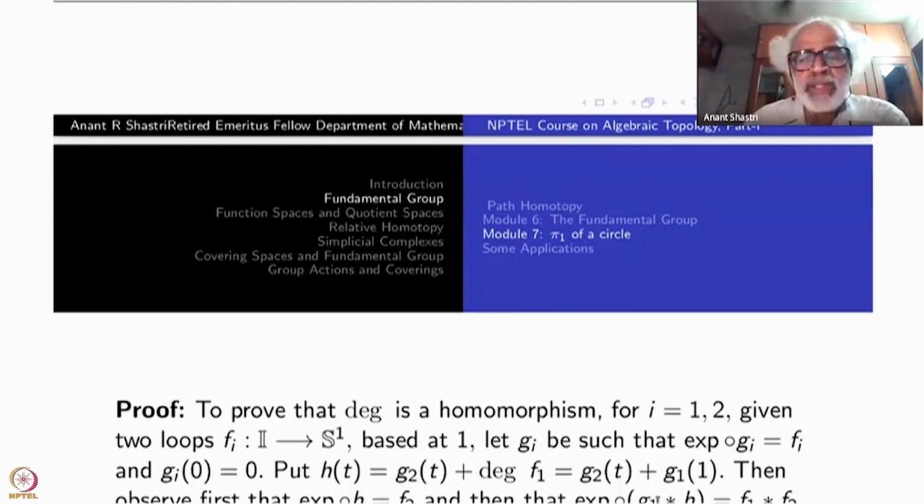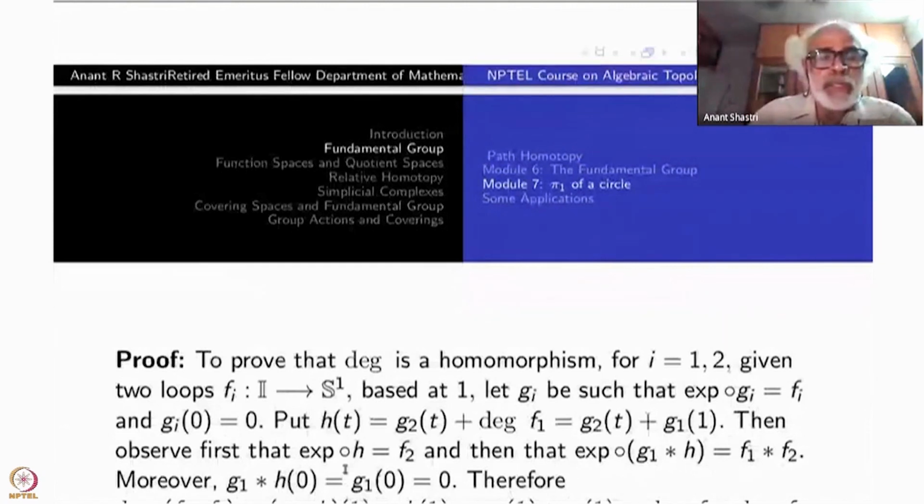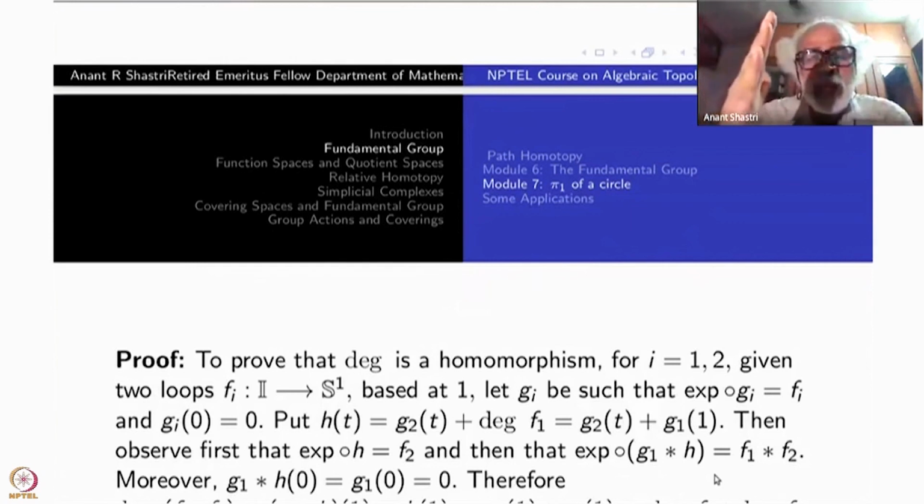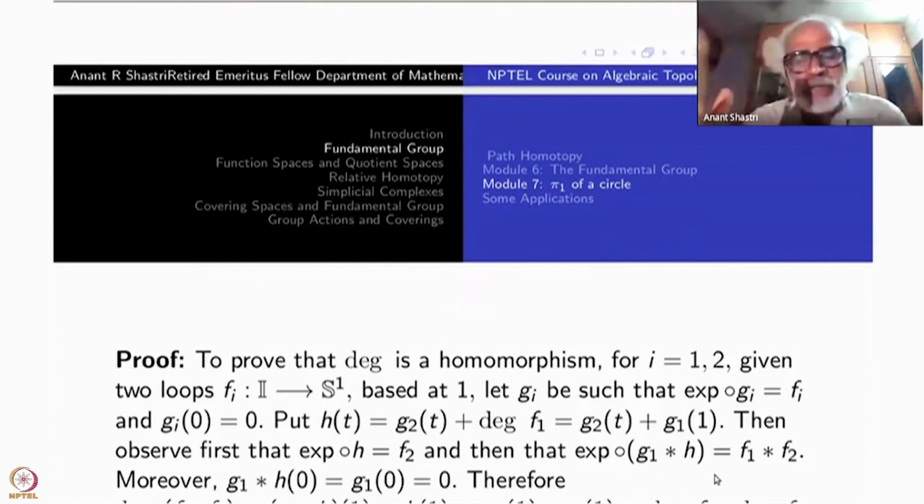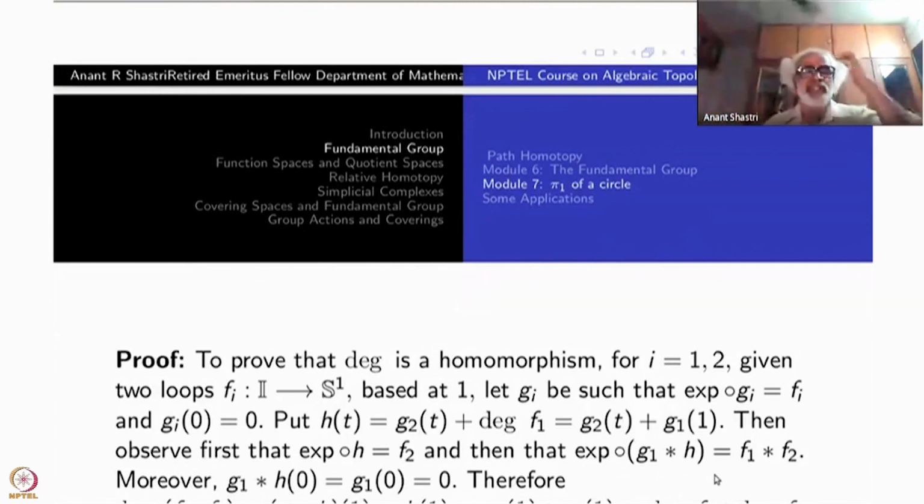The degree of F1 is nothing but the end point of G1. So this is my definition of H(t). Then what I have observed is that exponential of H is also equal to F2. Therefore, what we get is exponential of G1 star H will be equal to, you have to take how star is defined, if you apply the function, exponential of G1 star exponential of H. That will be F1 star F2. So I have got a lift of F1 star F2.